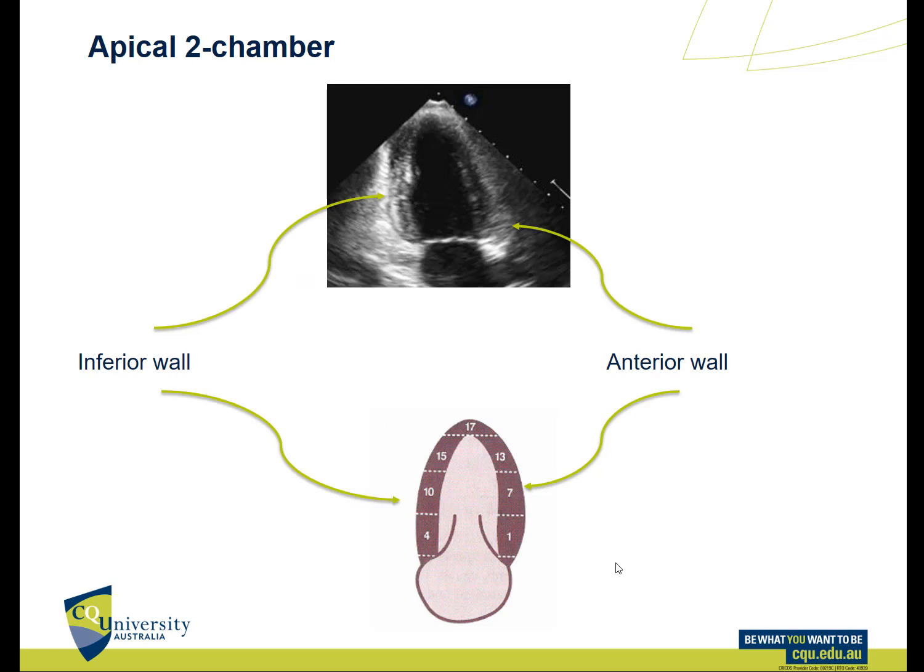So when we look at our two-chamber, what do we have? So we have our inferior wall, which is right here and right here, and our anterior wall, which is right here and right here. So of course, looking at how this is divided into different segments, we would be able to say that this is the basal inferior wall, this is the mid-inferior wall, and this is the apical inferior wall. And this, of course, being the apical cap in all views. Same with the anterior. So we have the basal anterior, mid-anterior, apical anterior.